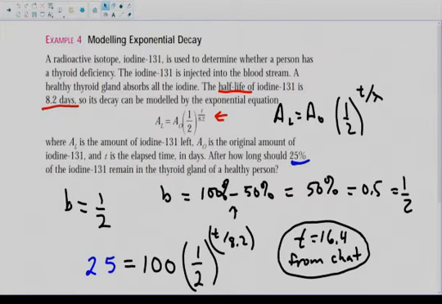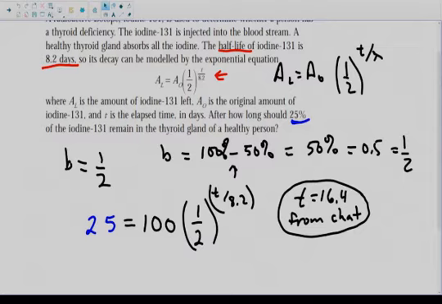There's a couple of things I wanted to talk about before I actually solve this question. It says, after how long should 25% of the iodine remain? And I mentioned the other day, and you can see it right here in the B value, that when you're working with a percentage, you usually have to write it as a decimal in an equation. But this one, I did not. I just chose to leave it as 25. And because they didn't give us our original amount, I said we can use 100%. And again, I did not choose to write that as a decimal.